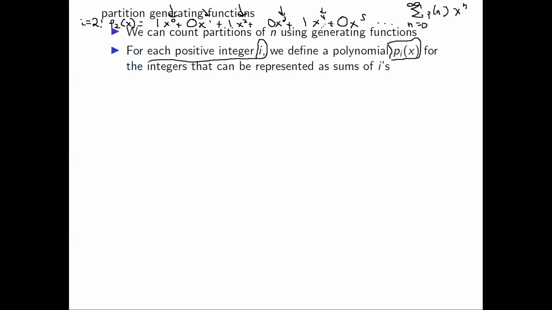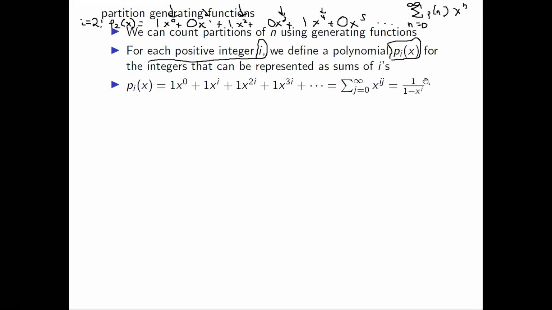So pi of x in general, we're going to get a coefficient of 1 in front of the powers of x where the power is a multiple of i, and we'll get a coefficient of 0 in front of all the others, because any powers that are not multiples of i cannot be written as sums of i's. So the only powers that can be written as sums of i's are just the multiples of i.